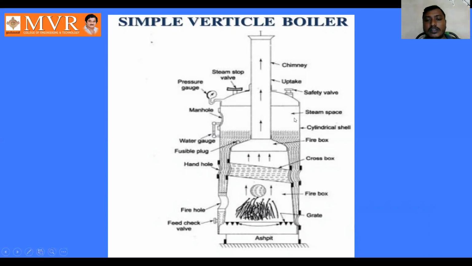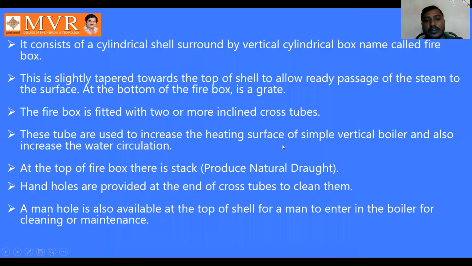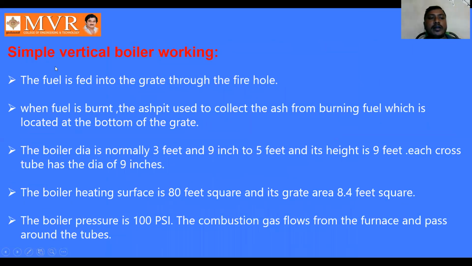This is the cylindrical shell, and this is the firebox. After combustion, the fire and gases move upwards through this, and we have a cross box. Now we have studied all of these, and coming to the working principle of the simple vertical boiler, the fuel is fed onto the grate through the fire hole.